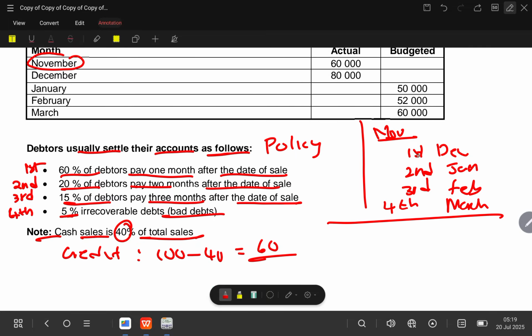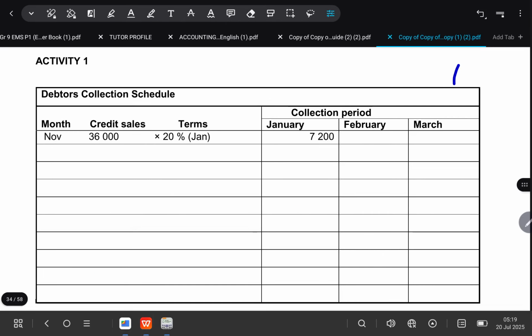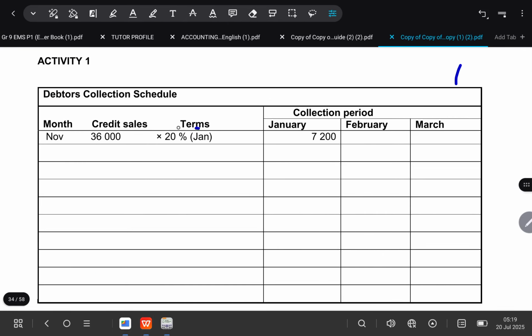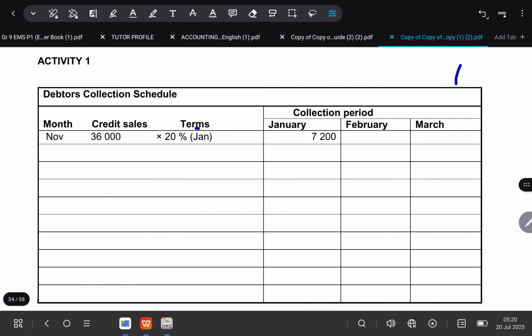I said that in terms of November, the first month will be December, right? And then the second month will be January. So if you check, remember in the second month they collect 20%, and in your answer book, they collected that 20%, right? So for you to be able to get this right, credit sales has already been collected for you. So you need to identify the month that you need to identify here.